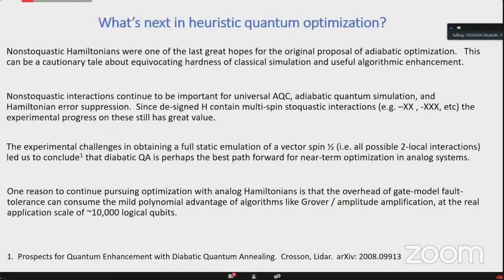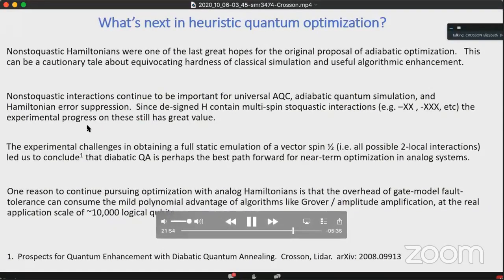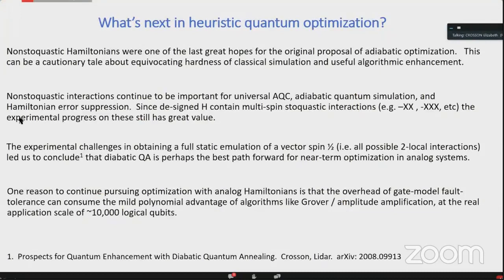Now I want to make some higher level remarks that also relate to the perspectives paper that I wrote with Daniel. Non-stochastic Hamiltonians, I would say, were one of the last great hopes for this original proposal of adiabatic optimization to achieve some kind of drastic speed up. And so I think there's a bit of a cautionary tale here about equivocating hardness of classical simulation with useful algorithmic enhancement, which is what's going on in quantum supremacy.